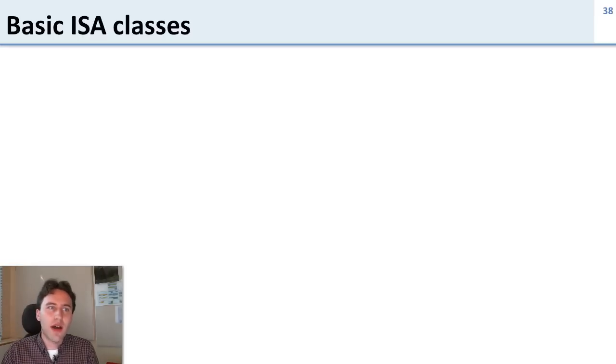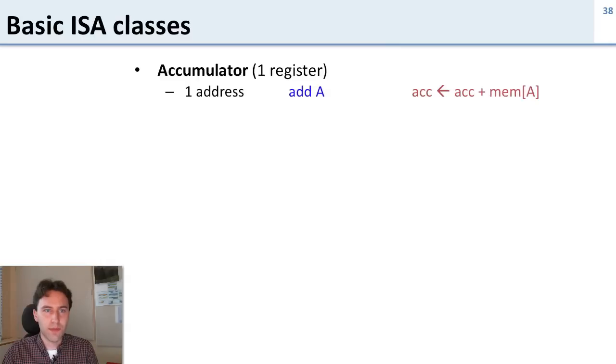So now let's talk about some ISA classes. These are different types of ISAs that have been developed over the years. So the simplest one is an accumulator. An accumulator is an architecture that has one register, and this was a very popular architecture when computers were very hard to build. Because for an accumulator, you only needed to build one register, and this was the accumulator.